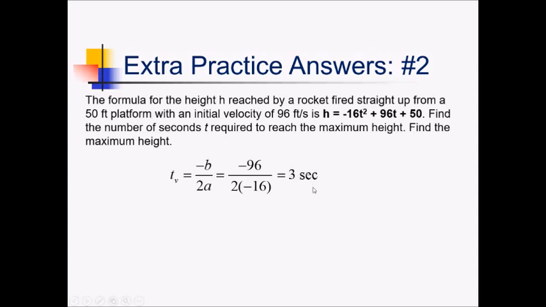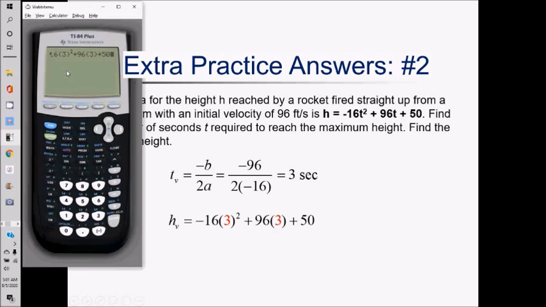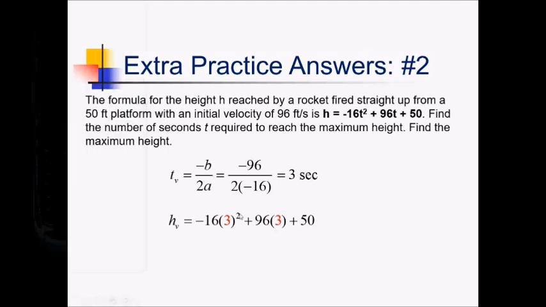And now to find the number of feet for our max height, we just have to plug this 3 back into the h function, and that basically gives us the output value of the vertex, which we know on a parabola is going to be the highest value, at least if it's an upside down parabola like this one is. So we plug 3 in for t in the h function, and let me see what that comes out to on the calculator. So crunching all those numbers on the calculator, I end up with 194, and that is units of feet.